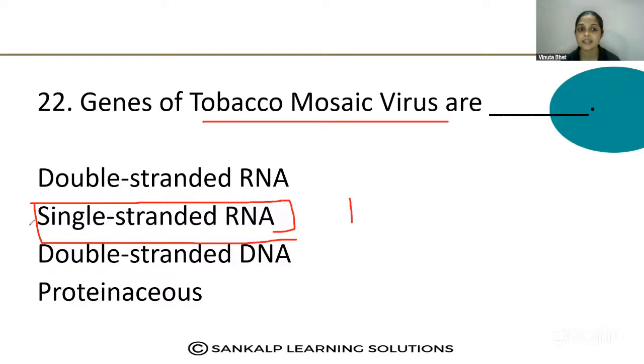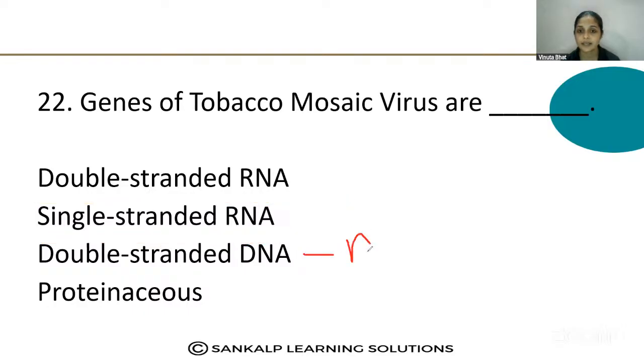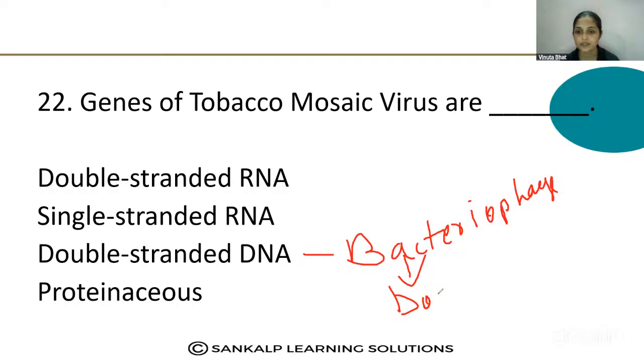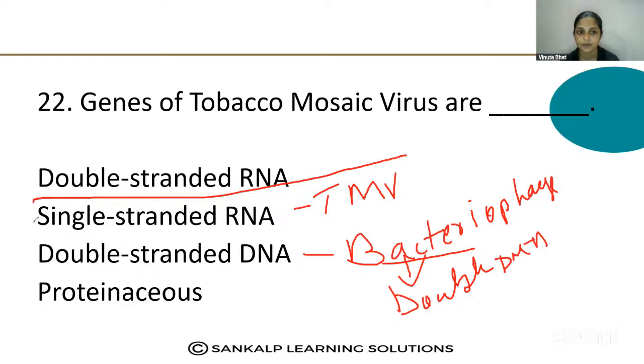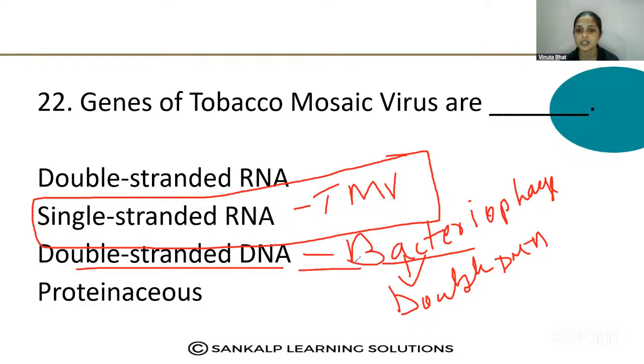But some viruses, in case of bacteriophage, which infects bacteria, have double-stranded DNA as the genetic material. But TMV has, yes, that is the correct answer, single-stranded RNA as the genetic material. But bacteriophage has double-stranded DNA as the genetic material.